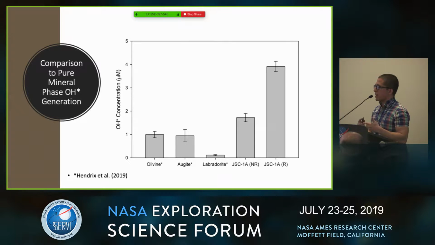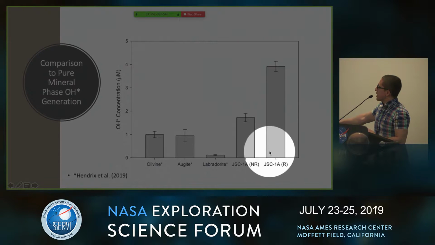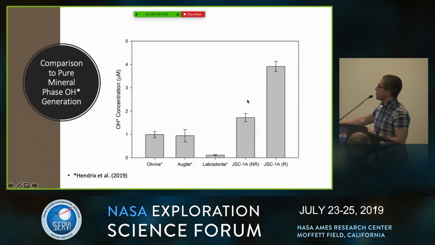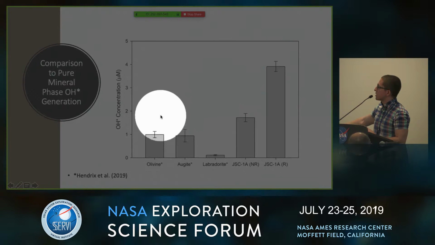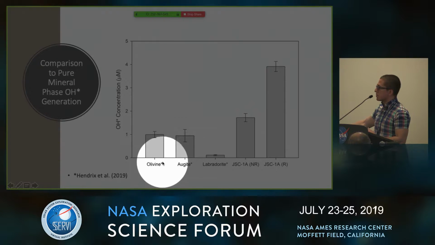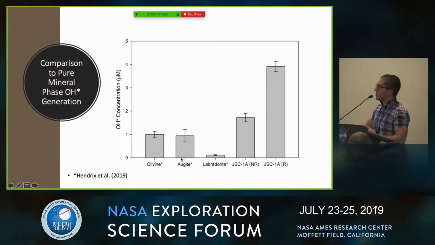So that's part of an early project I did a couple of years ago, where I looked at various pure mineral phases and tried to measure the OH radical generation potential of each of them. And so it seems that reduction of the JSC1A and the formation of that metallic iron causes a huge spike in reactivity, even compared to some of these iron-rich silicates that are commonly found on the lunar surface. And in that work, we found that iron-rich silicates are the most reactive minerals compared to pretty much anything else.